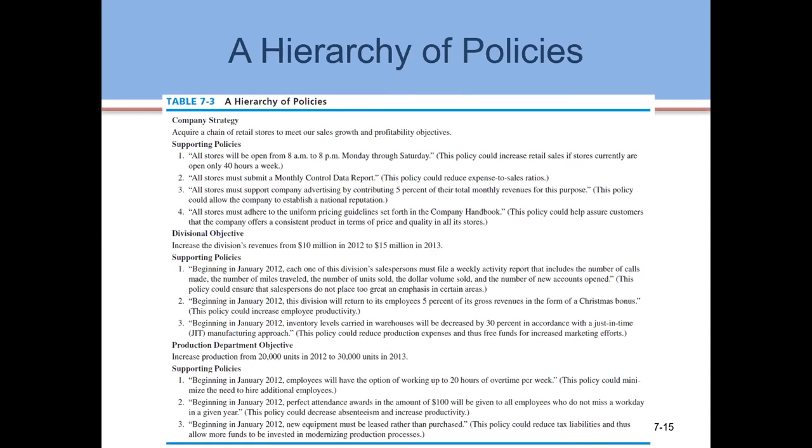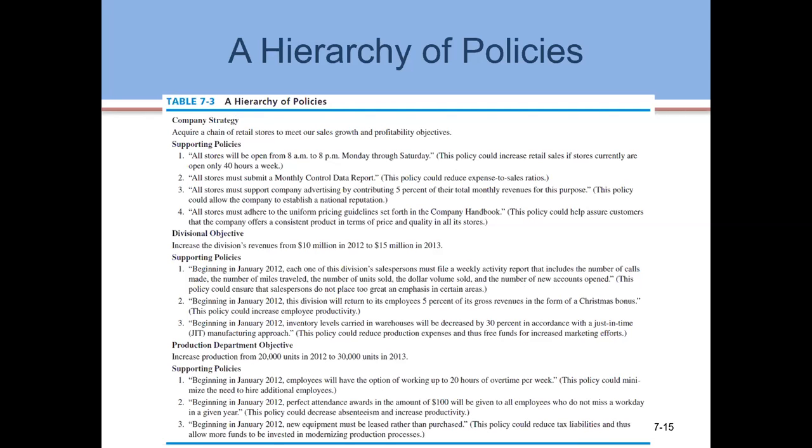If we talk about hierarchy of policies, just like the hierarchy of objectives we have discussed previously, a hierarchy of policies would start from the company level strategy and policy discussion. As we are looking at the slide, the company level strategy is to acquire a chain of retail stores to meet our sales growth and profitability objectives. And related to this strategy, the policy they have crafted is number 1, all stores will open from 8 a.m. to 8 p.m. Monday through Saturday.